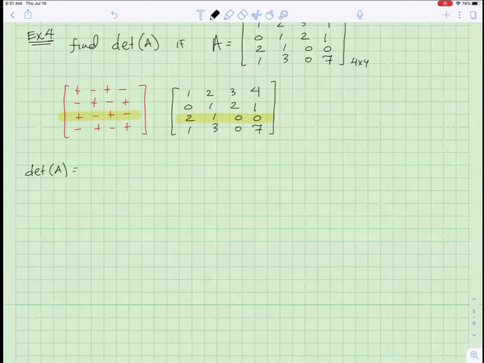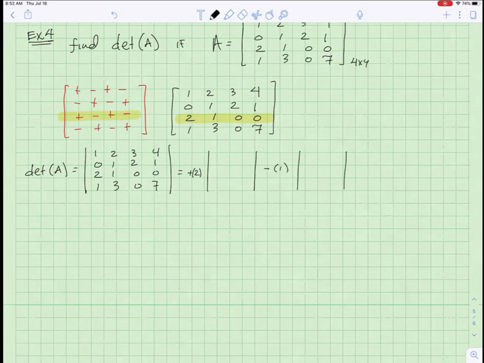Determinant of A is the determinant of the matrix with rows 1, 2, 3, 4; 0, 1, 2, 1; 2, 1, 0, 0; 1, 3, 0, 7. And that's equal to a positive 2 times the minor determinant that goes with it, minus 1 times the minor determinant that goes with that, plus 0, minus 0.